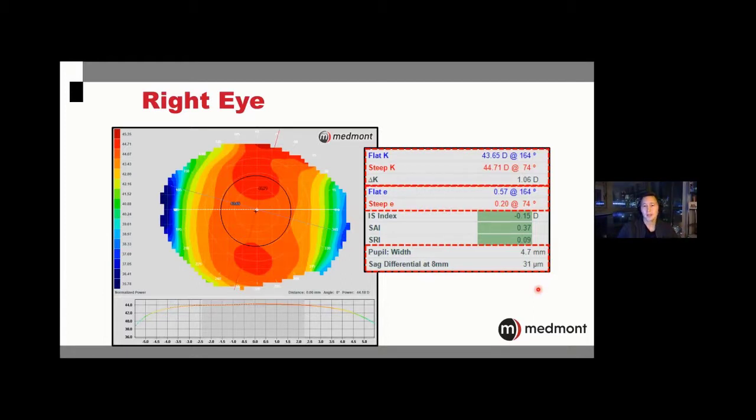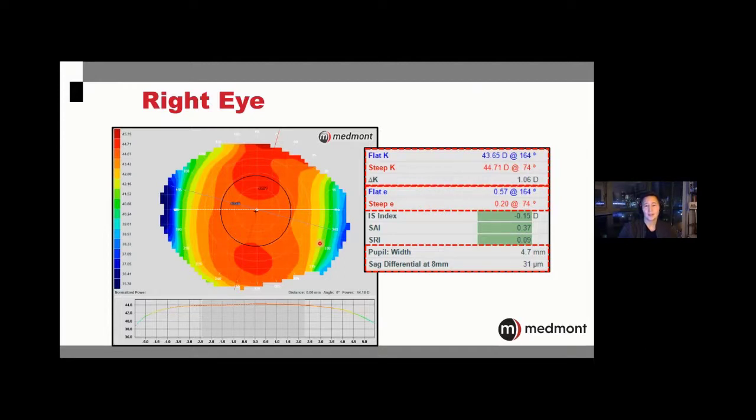We could look at the sagittal differential. Now, what is that value? That's looking at the height of the cornea around this periphery to say how toric is the outside of the eye. Not so much the center, what's the K readings or what's the corneal shape, but how toric does the landing of my ortho-K lens need to be?